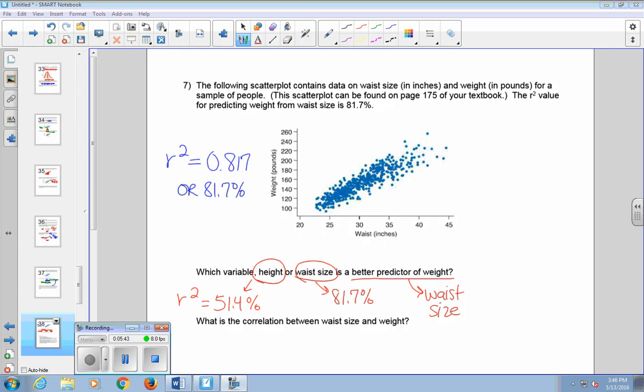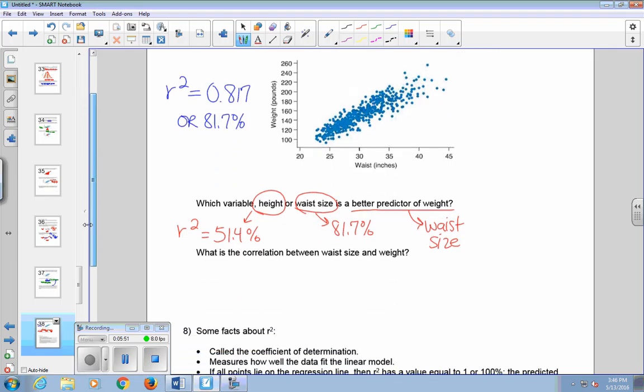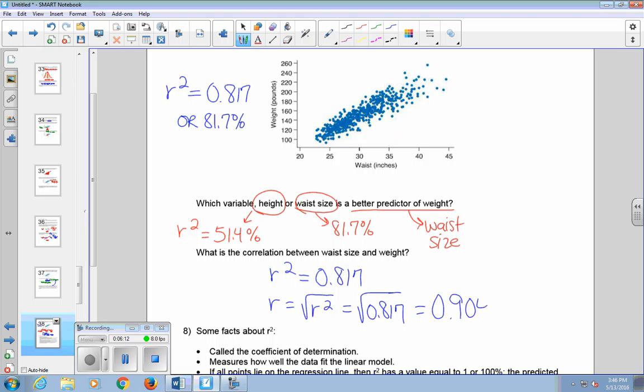It means predictions of weight using waist size as the explanatory variable will be better on average than the predictions using height. Last question. What's the correlation between waist size and weight? Well, if r squared is 0.817, then the correlation, which is just r, is the square root of r squared, or the square root of 0.817. I'll leave it up to you to verify that that is 0.904. So waist size and weight has a higher correlation than height and weight did.